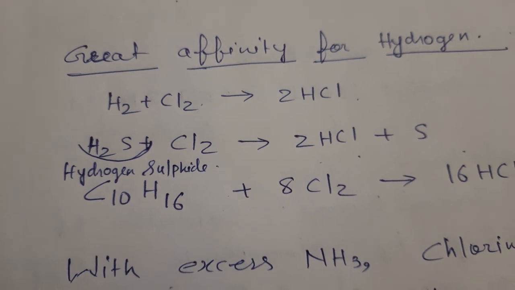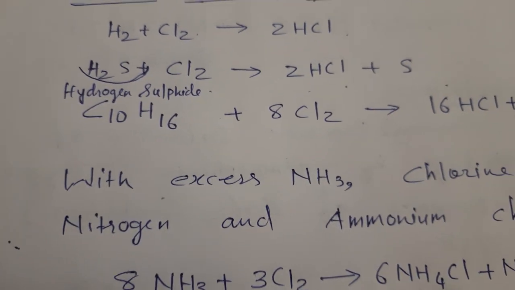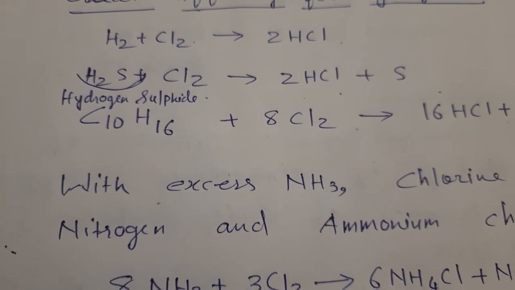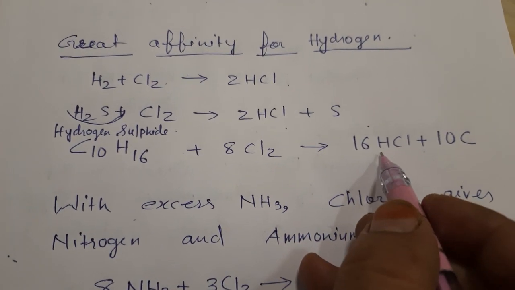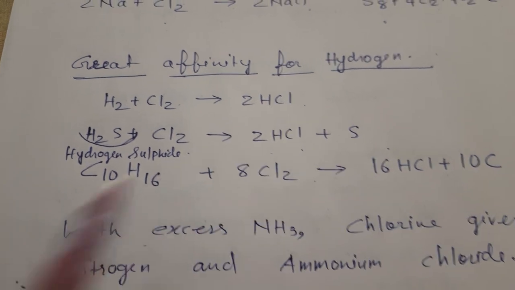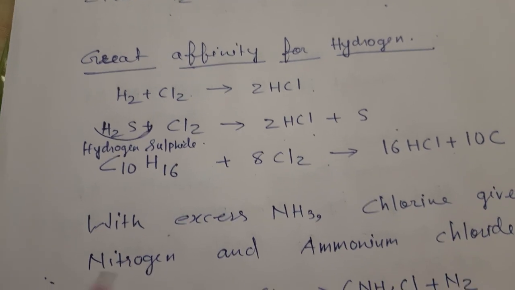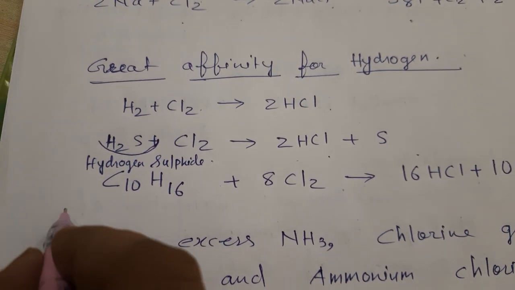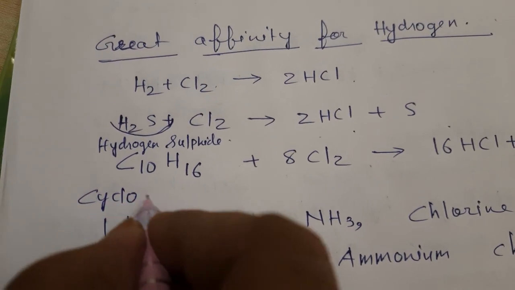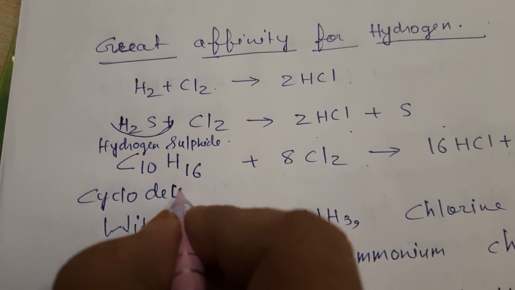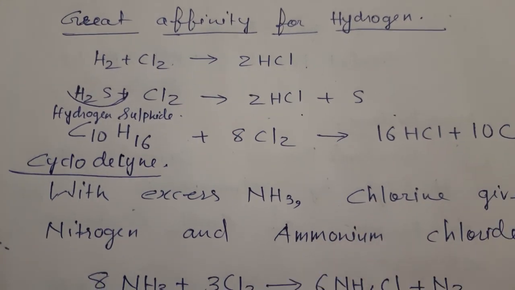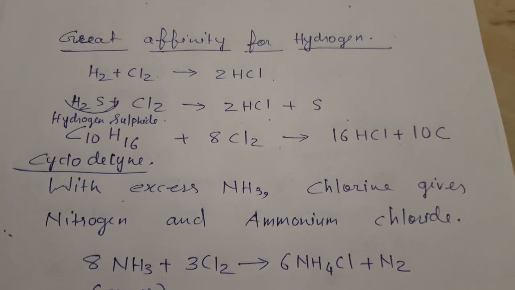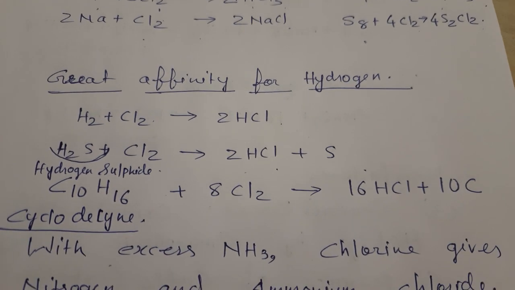One more compound is there in the book, that is C10H16. C10H16 plus chlorine will give us HCl and 10 carbon. So what is C10H16 actually? It is turpentine, or cyclic compound, whatever you pronounce it. C10H16 plus 8Cl2 will give us 16 HCl plus 10 carbon.